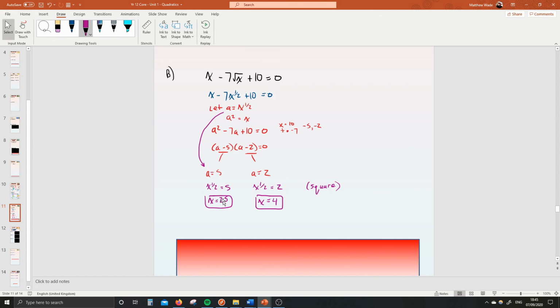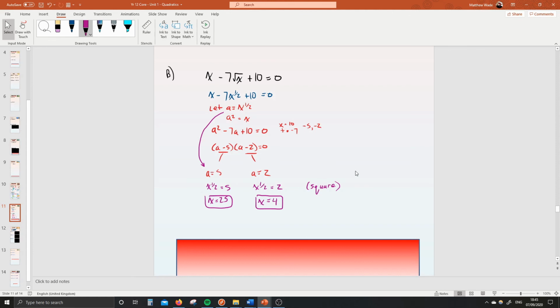If you want to test them, you can test them if you like. 25 take away 7 times 5, take away 35, is minus 10, plus 10 is 0. So that one works. 4 take away minus 14, so that's minus 10, plus 10 is 0. So the two answers definitely work, and boom, you're legends.